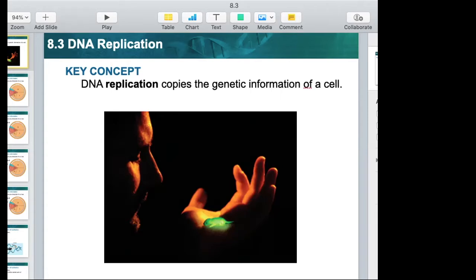DNA replication copies the genetic material of a cell. It copies the entire DNA strand. It takes about 8 hours for this to happen, which is really incredible if you think about it, because you have 3 billion nucleotides. That's like copying 1,000 books, 1,000 pages long. That's the equivalent of doing that. Your body can do that in 8 hours.